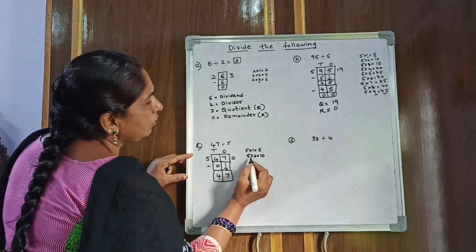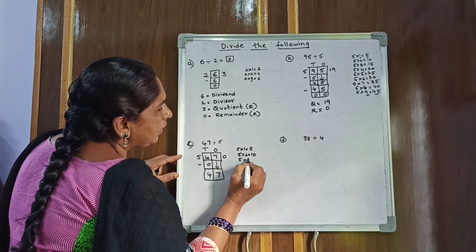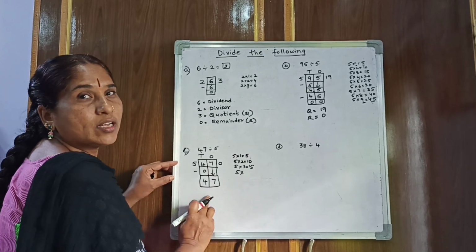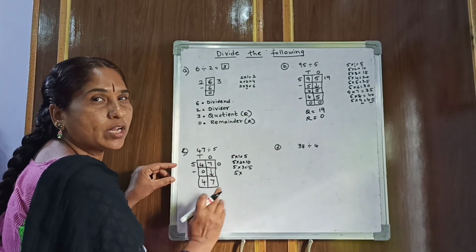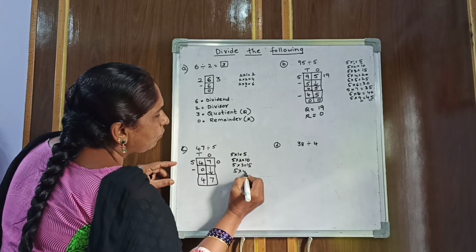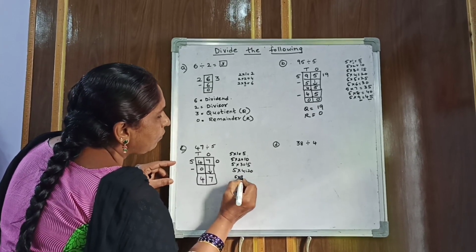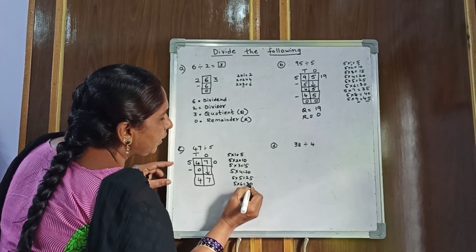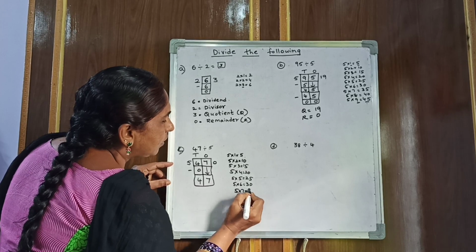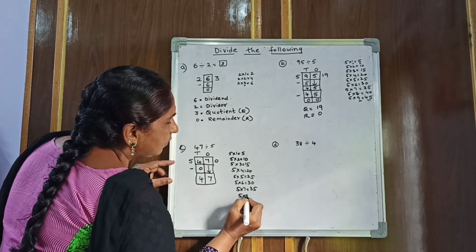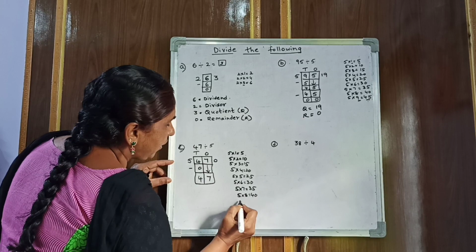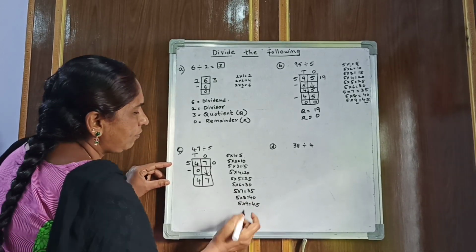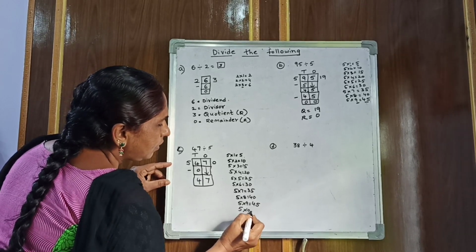Now 47. So 5 ones are 5, 5 twos are 10, 5 threes are 15. Till you get 47 or nearer to 47. Nearer means smaller than 47. 5 fours are 20, 5 fives are 25, 5 sixes are 30, 5 sevens are 35, 5 eights are 40, 5 nines are 45, 5 tens are 50.